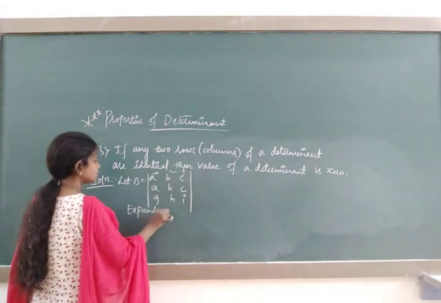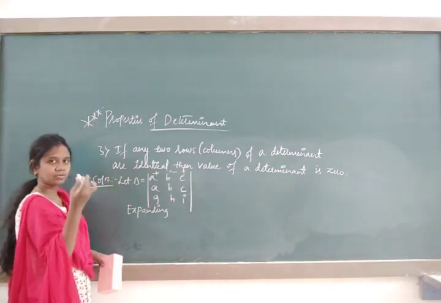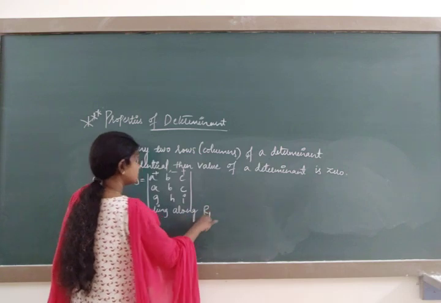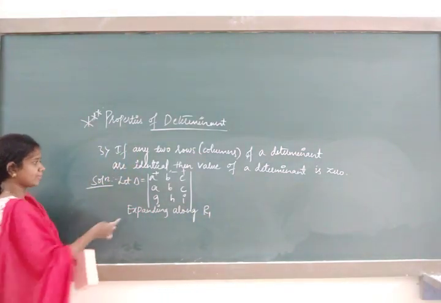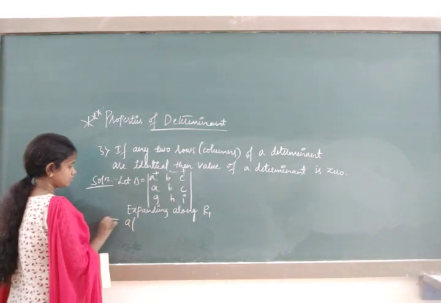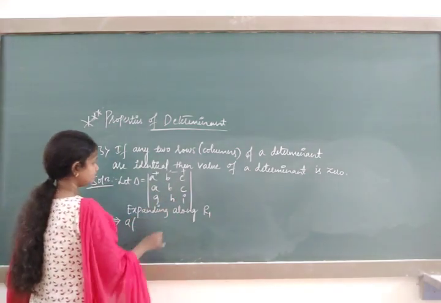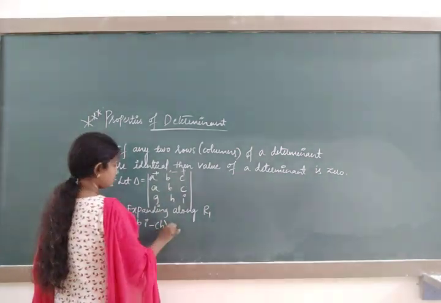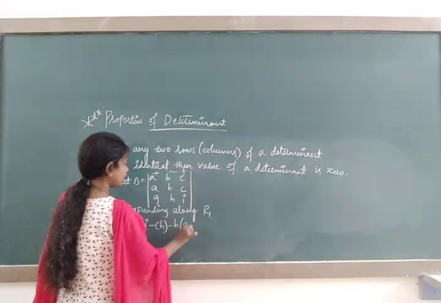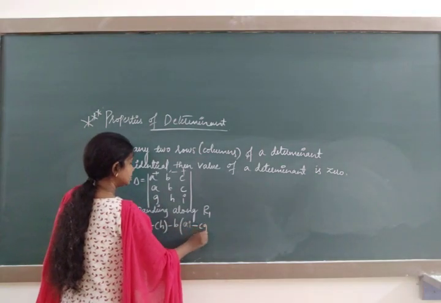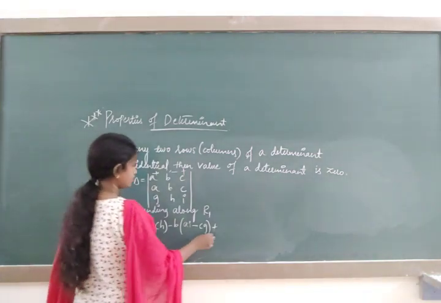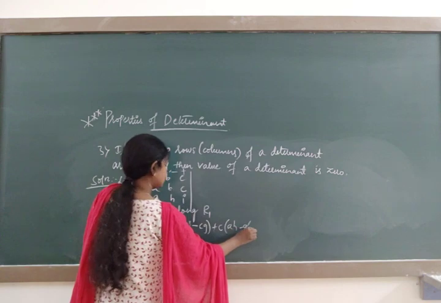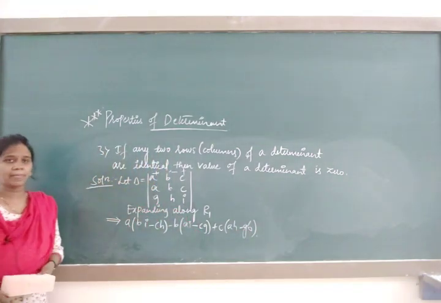Change the sign: plus, minus, plus. Why I have changed the sign, I explained in the previous class. Expanding along R1, this is A of BI minus CH, minus B of AI minus CG, plus C of AH minus GB.